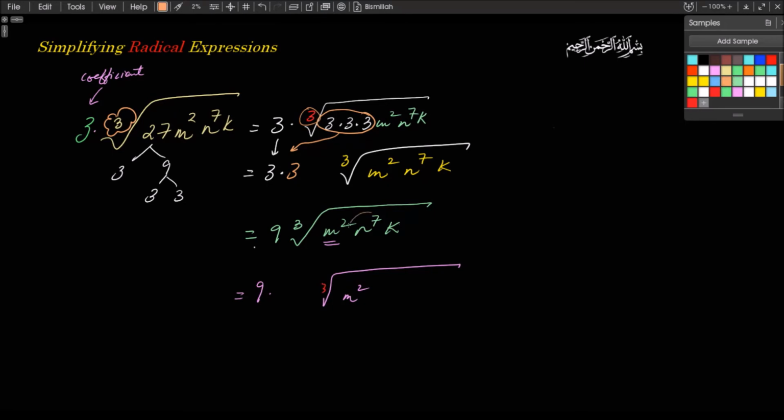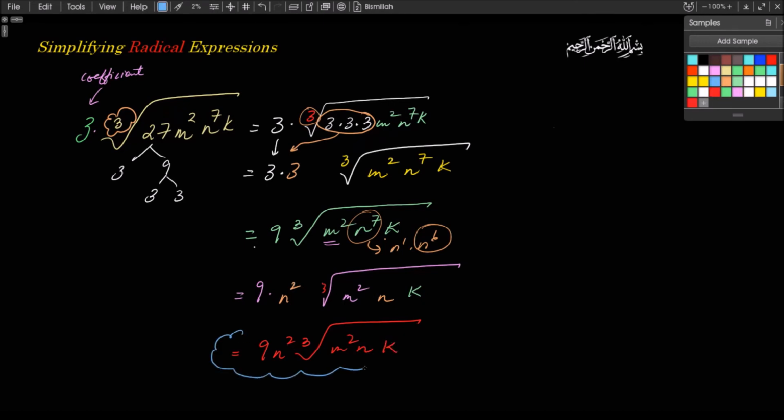Okay, what about the n? We got 7 of them. Okay, that's pretty good. That's n to the 1st times n to the 6th, right? So these 6 will come out, right? Because you can make 2 sandwiches out of them. So n squared will come out, and 1 of them will remain because we're taking a cube root. How about this k? Nothing. The k will have to remain inside. So this whole expression simplifies to 9n squared times the cube root of m squared n times k. And that, I believe, is the answer.